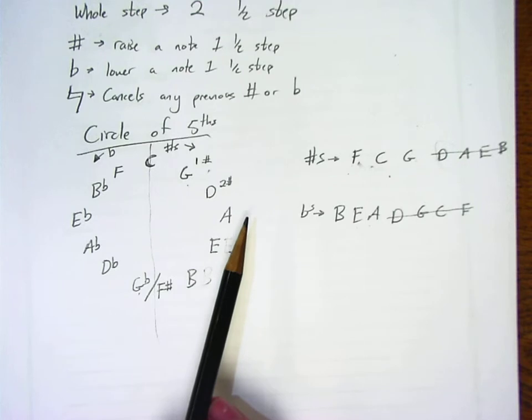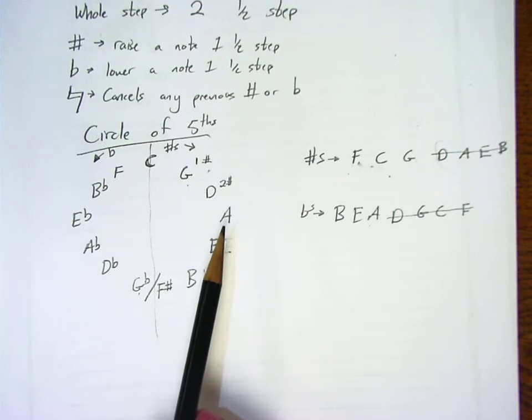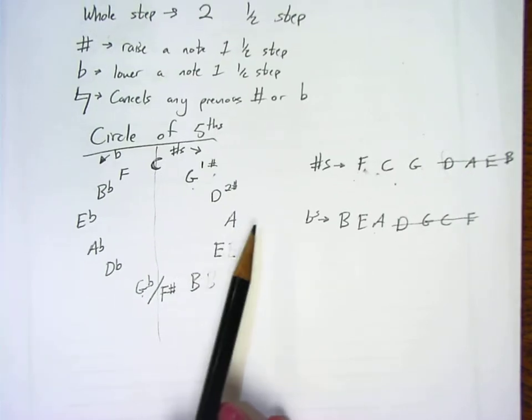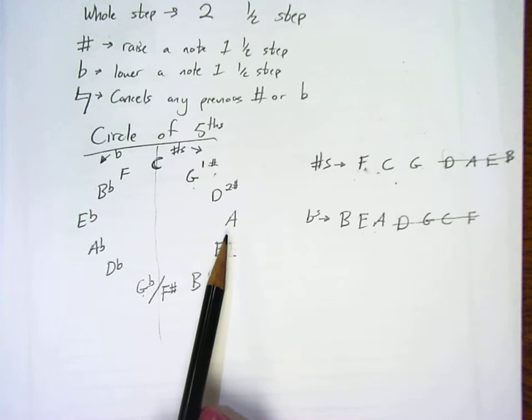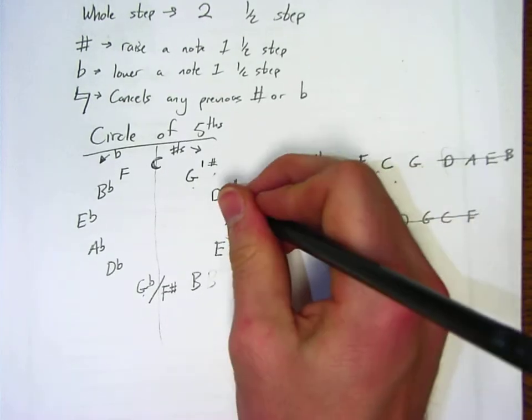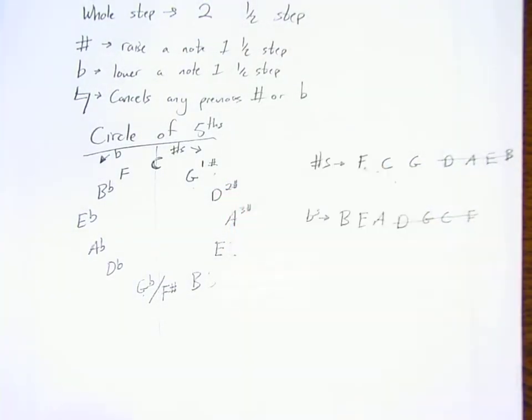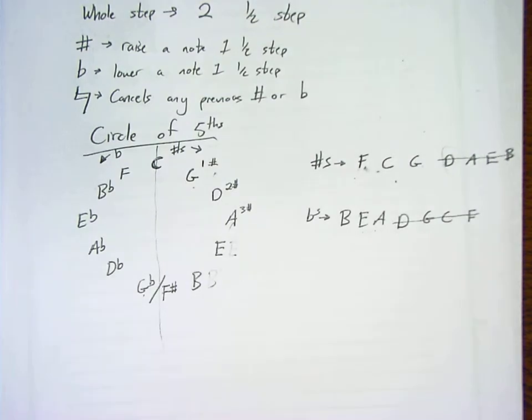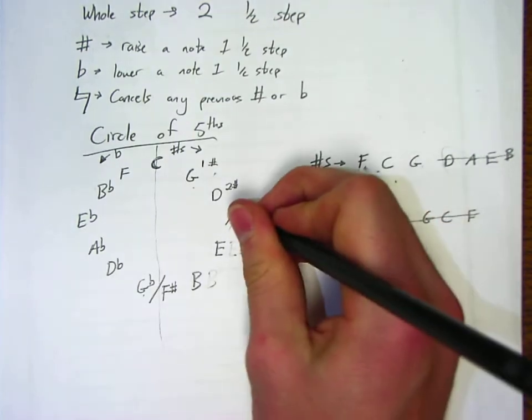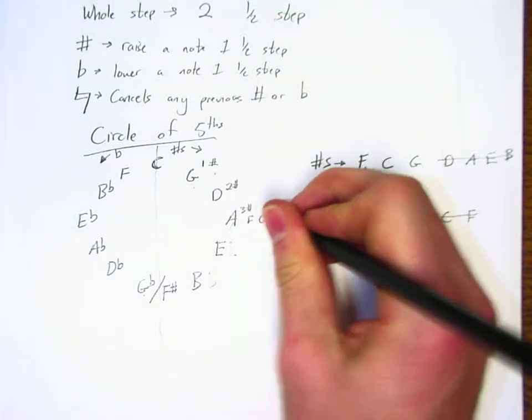So thinking to yourself, you're not going to say anything out loud. A has 3 sharps in it. I will give you 5 seconds to come up with the answer on your own. 1, 2, 3, 4, 5. F, C, and G sharp.